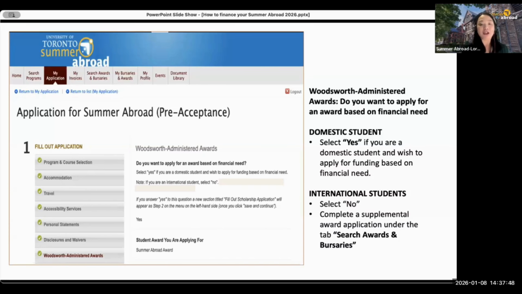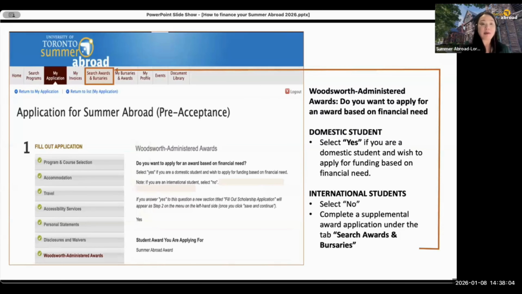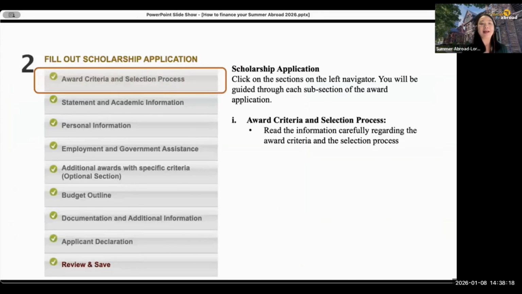So again, I encourage you to select yes if you do have demonstrated financial need, and it will automatically take you to the award application. If you're an international student, please select no. And what I'm also going to highlight is, remember how I talked about the merit awards? Well, if you go back into the tab on the top, you will search for awards and bursary, and you will be redirected to complete the supplementary merit-based award application there as well. So a nice tip.